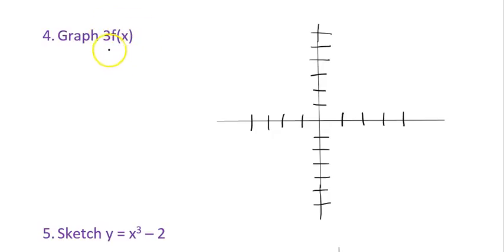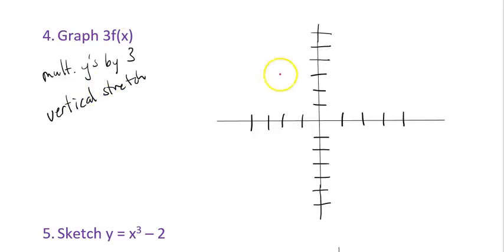Okay, for example 4, we have graph of 3f of x. And that 3 is on the outside, so that's going to change our y values, and it does what we think it should. So it's going to multiply our y values by 3. And when it does that, if you think about it, it should stretch it. So it should be a vertical stretch. So I'm just going to take the original points. The x value of those points will not change, just the y value.